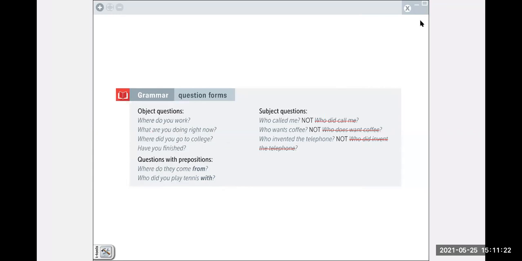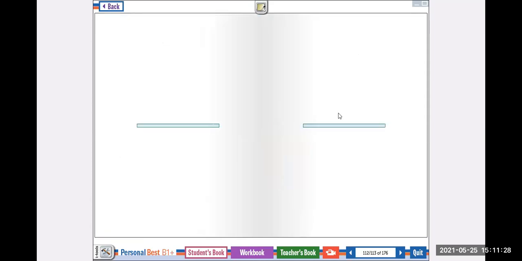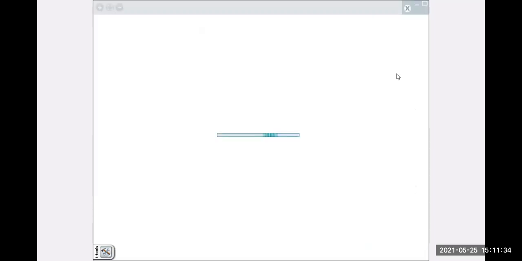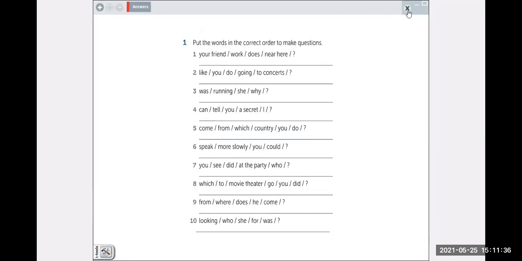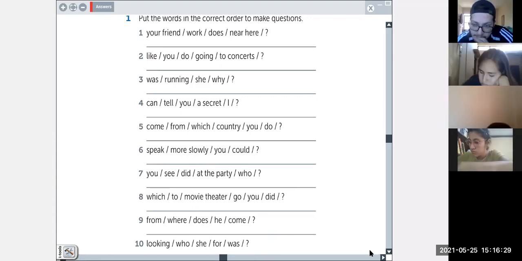Okay, so let's practice a little bit. Go to page 113. And here we have some exercises to practice the question forms. Number 1, put the words in the correct order to make questions. So you have to order the questions here. I'm going to give you a minute so you can complete this, and then we are going to check.